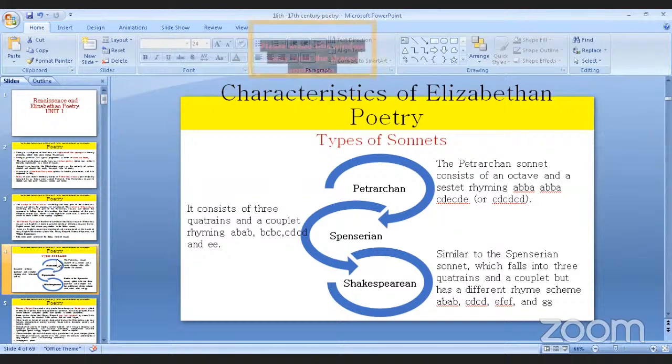Couplet means rhyming words, yes, like EE or GG, because the last two lines always match. For example, on the same page 4, in sonnet 116, the last two lines are called couplets. If this be error and upon me proved, loved, they're called couplets.